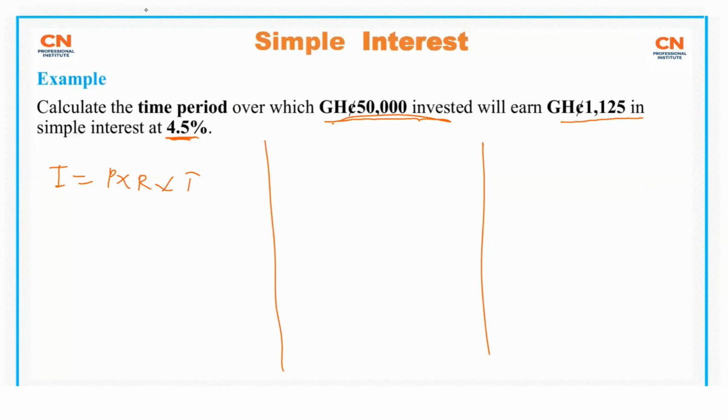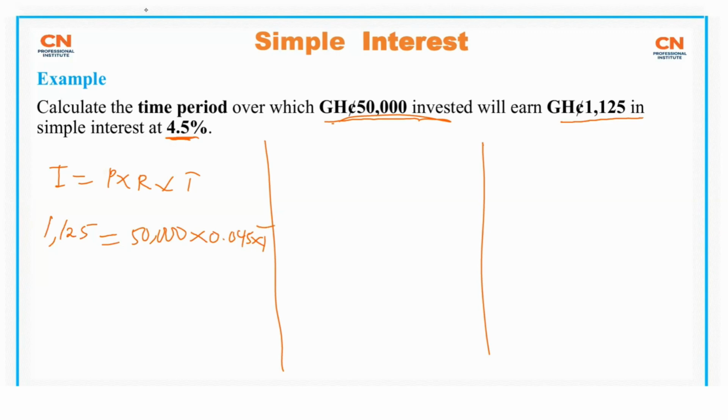So let's fix the elements there. Interest is what? 1,125. We know the principal, which is what? 50,000. Then we know the rate. The rate is 4.5. But here, because we are not dividing by 100, I have to convert the 4.5 to a decimal, which will give us 0.045. Okay, then times what? T. And the T is what we are looking for.